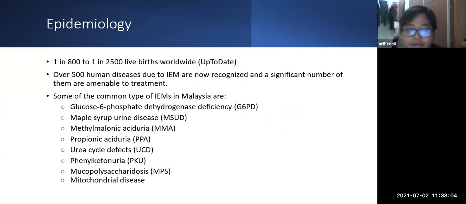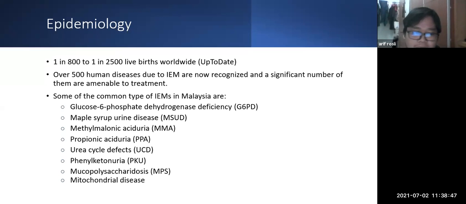Next. So I hope you understand a little bit that the problem is due to absence or abnormality of an enzyme or cofactor. Epidemiologically, IEMs occur in around 1 in 800 to 1 in 2,500 live births worldwide. I cannot find the statistic for Malaysia, but I concur that it is almost the same as this statistic. There are over 500 human diseases due to IEMs that are recognized, and a significant number of them are amenable to treatment. And this is the list of common types of IEMs in Malaysia.